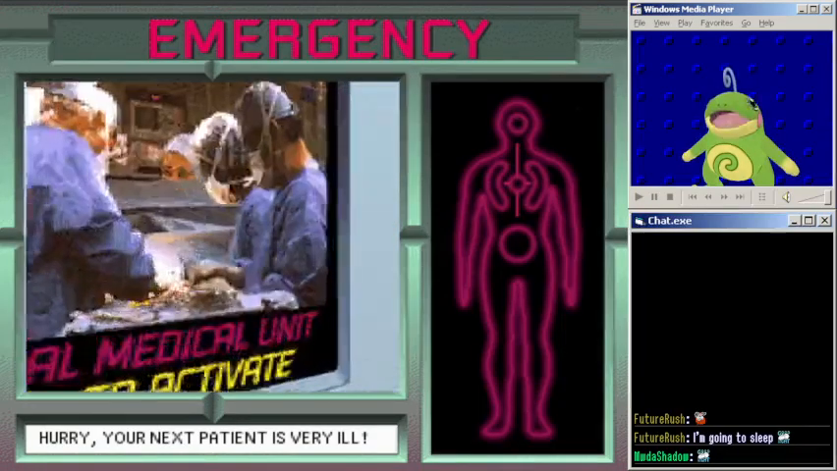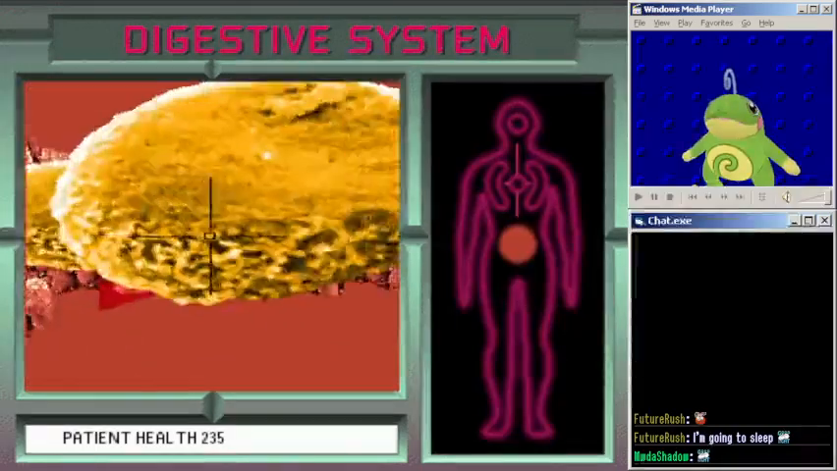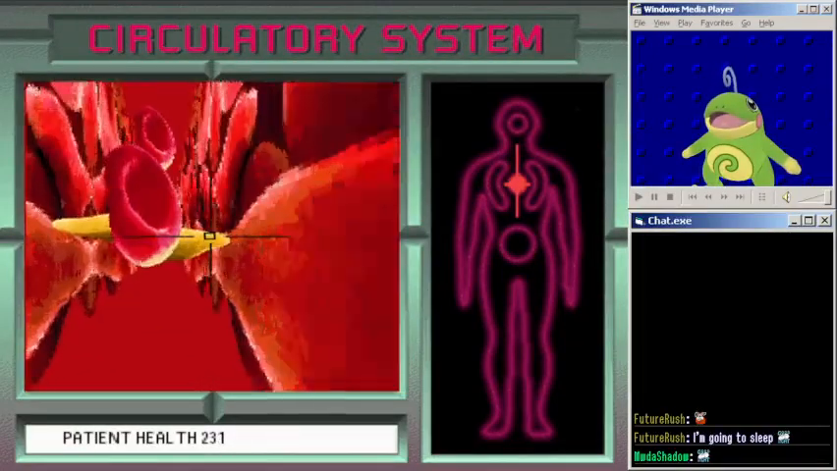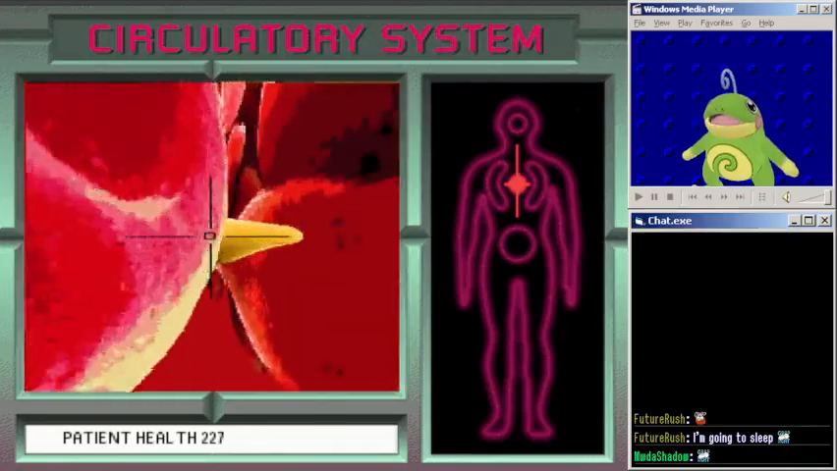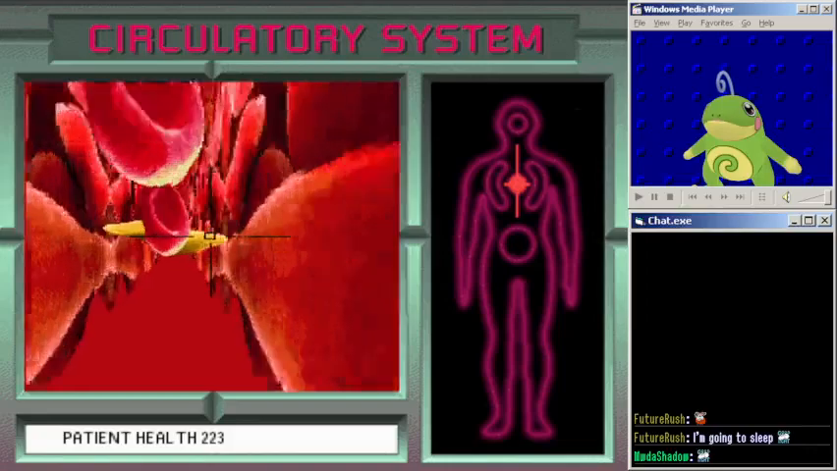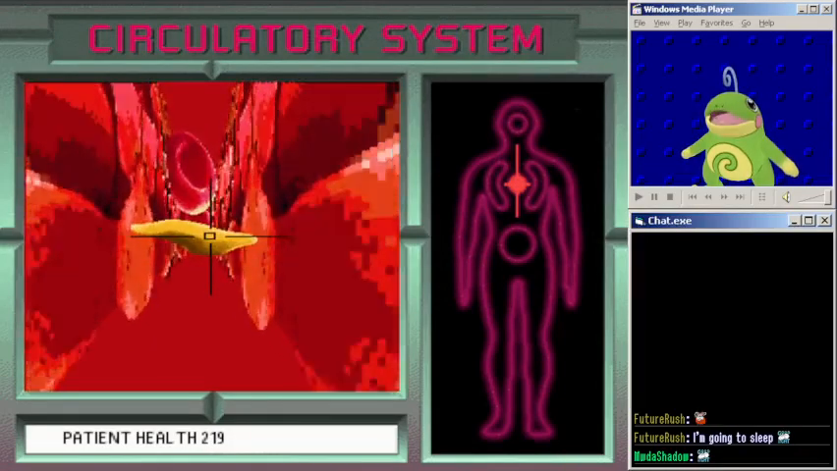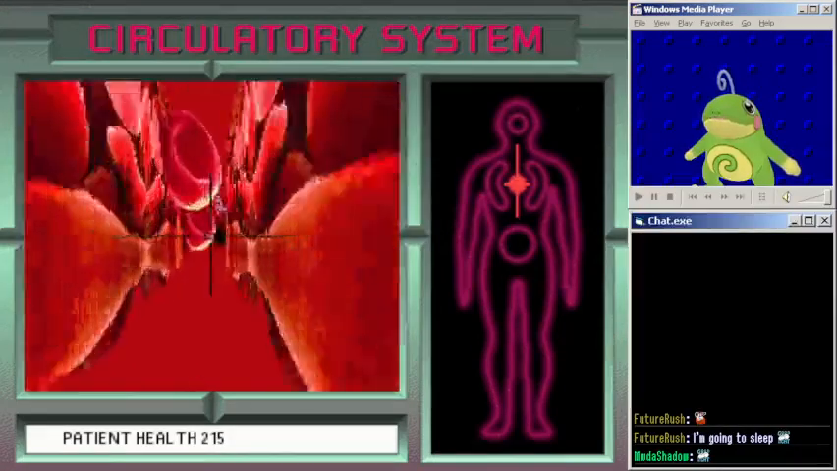Right, and this is the guy that was... You have been transported into the patient's stomach. Okay, cholesterol. Find all of the cholesterol plaques in the patient's arteries. Right, this is the guy that I was like, how the heck did this guy not die on the way to the hospital? First we zap his... Actually, they kind of almost look like they could be bananas. They're like banana lemons.